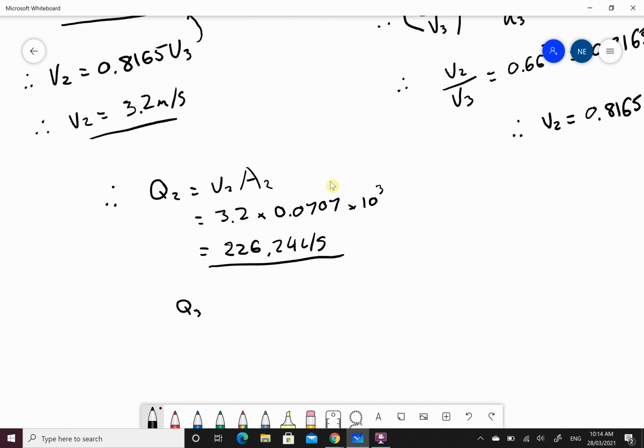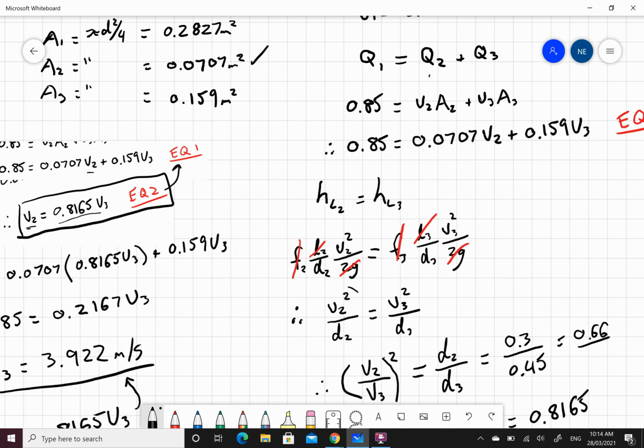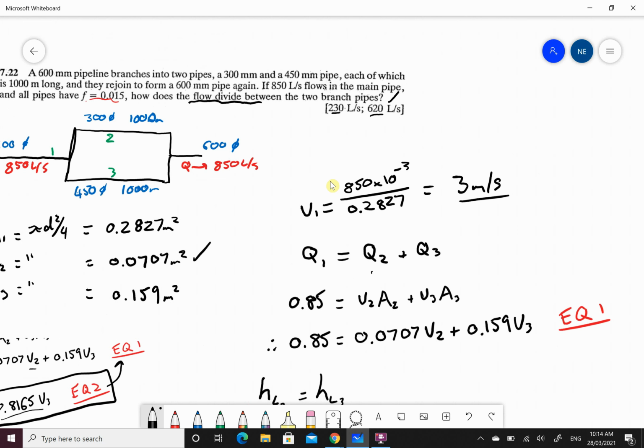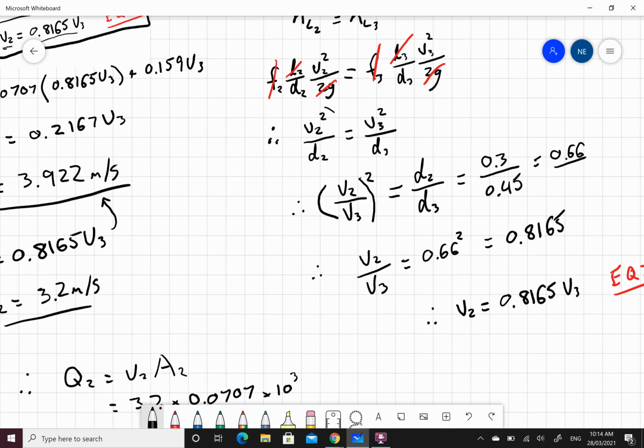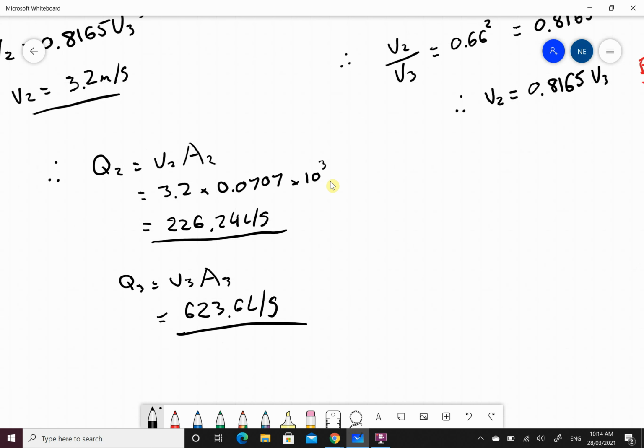Q3 equals V3A3. Punching the numbers again, we end up with 623.6 liters per second. And our solutions, 620 and 230. Alright, 623.36, and okay. So you'll see the difference between the two is the difference of the numbers we're getting up there, and that's just due to our rounding error here, okay.